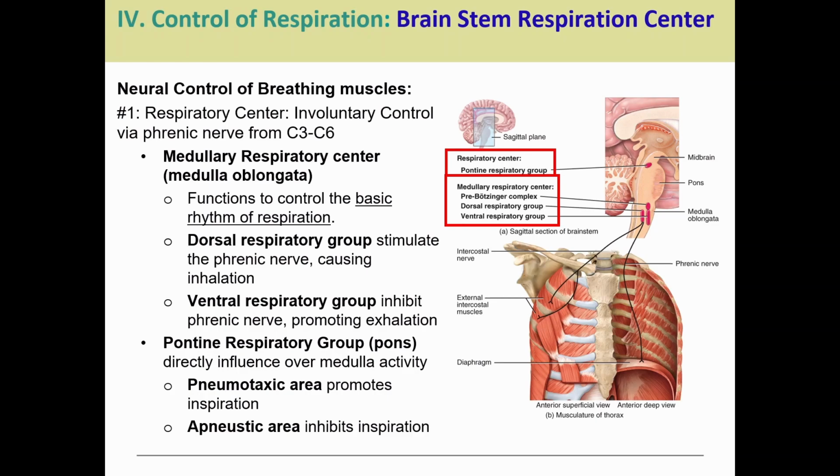The pons is also going to help with the pontine respiratory group. This is going to have influence over the medulla itself. And again, we have a couple areas. We have the pneumotaxic, which is going to promote inhalation, and apneustic, which is going to inhibit inspiration. And so we look at where these things are. Right here, just before we get to the midbrain and the pons, we have the pontine respiratory group. And then we have the dorsal and the ventral respiratory groups right here, found in the medulla.